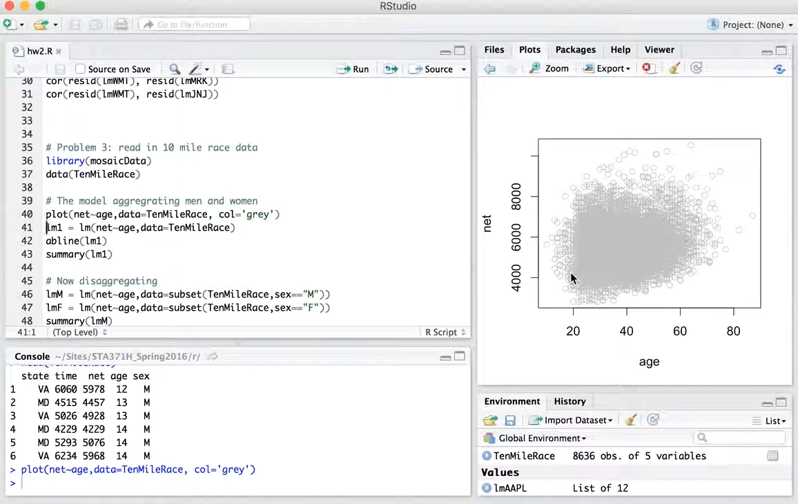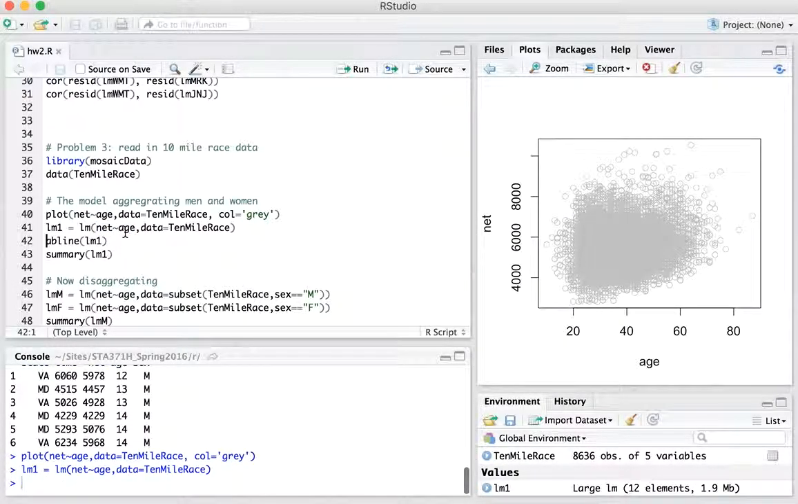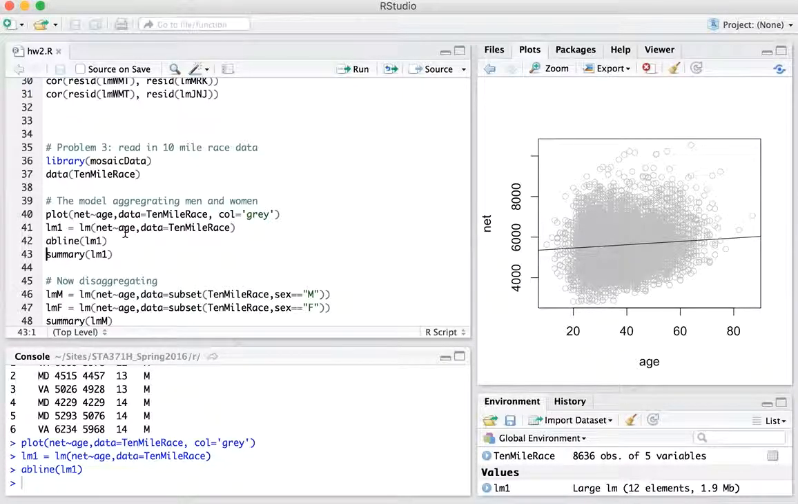As you get older, you get a higher finishing time on average. What is on average the time penalty associated for this sample for an additional year of age? Well, a simple way would be to fit a linear model here. So let's fit a model for net finishing time versus age, add the line, and then ask for a summary.